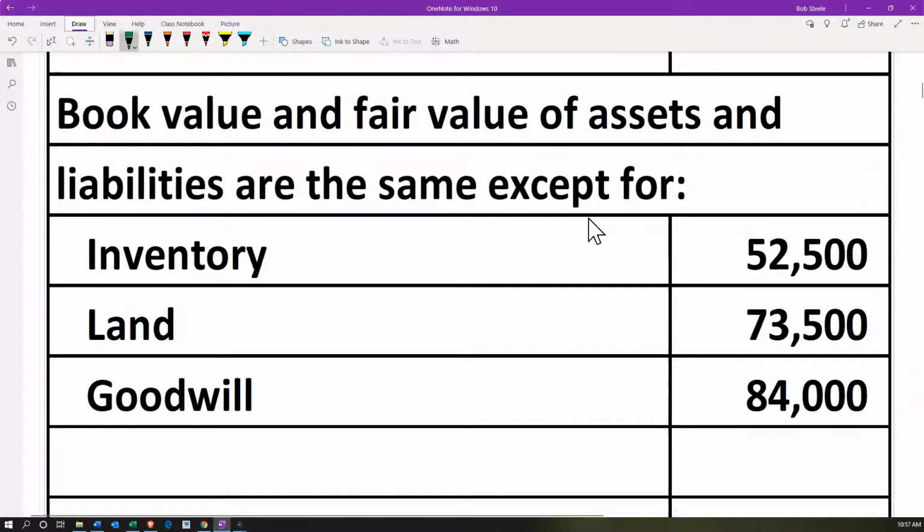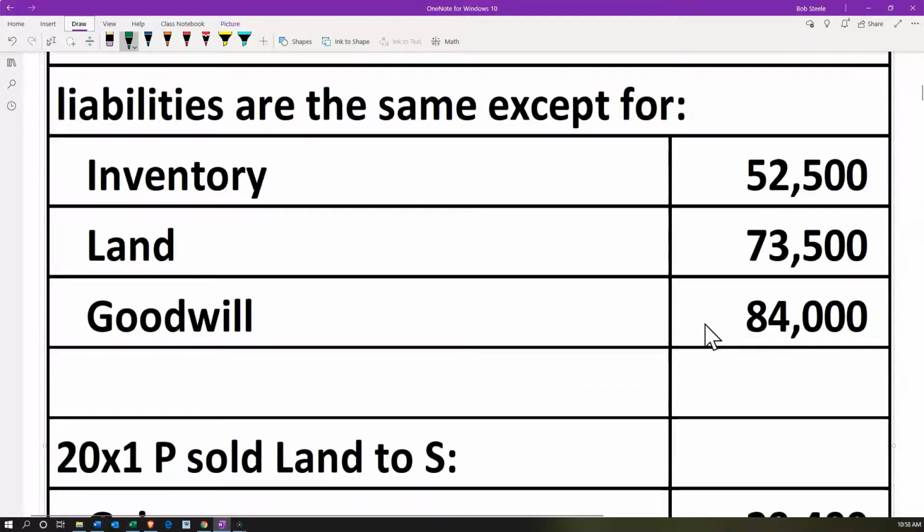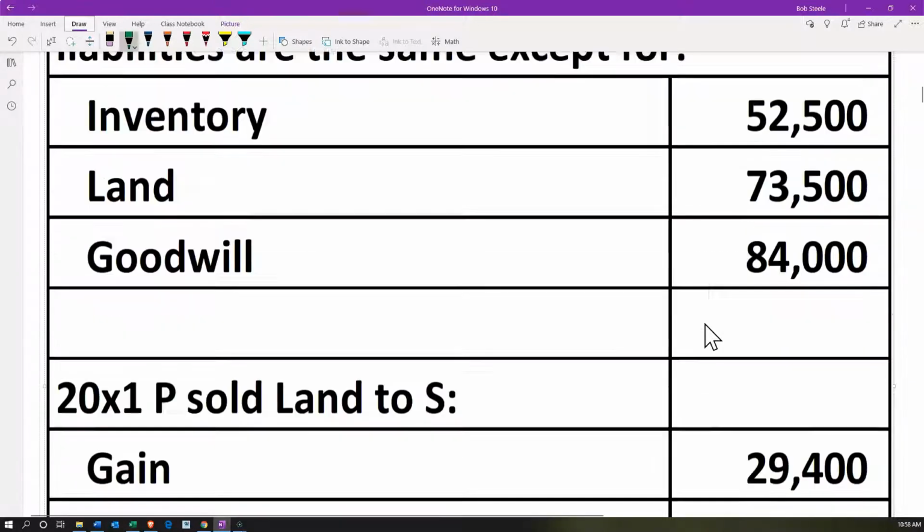Book value and fair value of assets and liabilities are the same, in other words, at the point of purchase in 2000 X0, if we take a look at the individual book value for the individual accounts and compare them to fair value, they would be the same, we're saying, except for inventory. Inventory had a greater value of $52,500. Land was greater by the $73,500, and goodwill, there was goodwill that we're going to calculate. We'll get back to goodwill of $84,000.